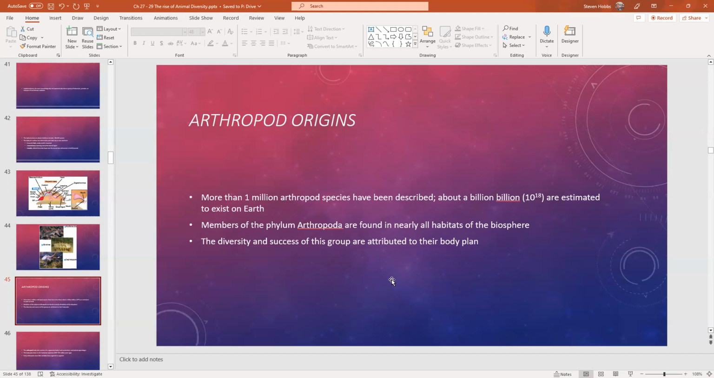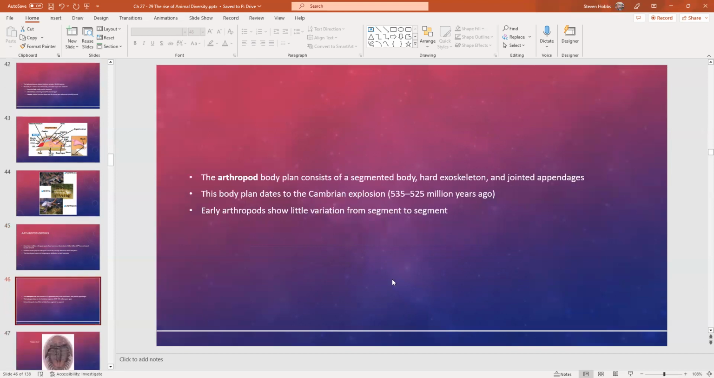So the diversity and the success of this group is attributed to their body plan. It's a brilliant body plan. They have a segmented body, they have a hard exoskeleton, and they have jointed appendages. The segmented body allows them to have a division of labor. So the head region, the thorax, and the abdomen will all do different things. A hard exoskeleton allows them to interact with their world without having to worry about things like predation. And then the jointed appendages allow them to move.